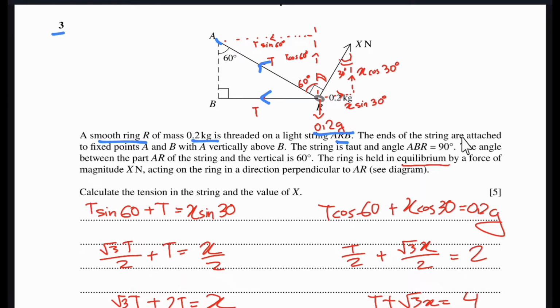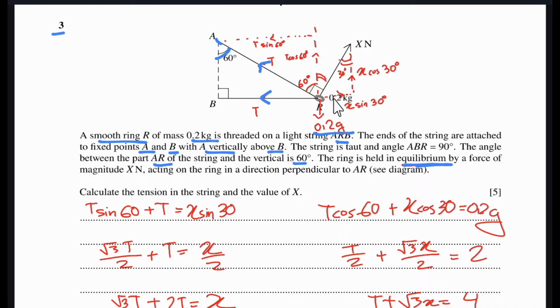The ends of the string are attached to fixed points A and B, with A vertically above B. The string is taut and the angle ABR is 90 degrees, and the angle between the part AR of the string and the vertical is 60 degrees, that is, this angle is 60 degrees. The ring is held in equilibrium by a force.